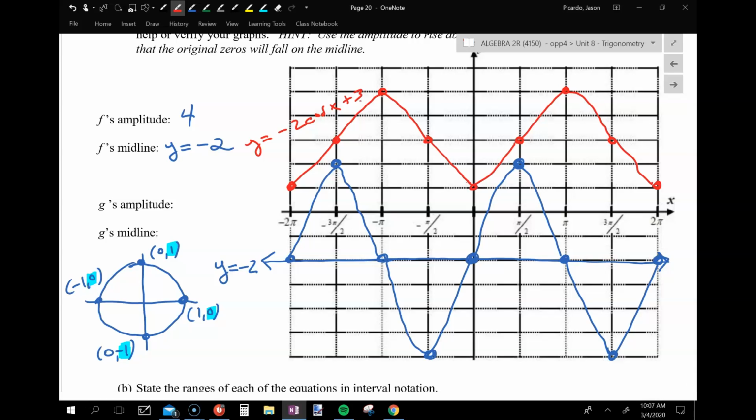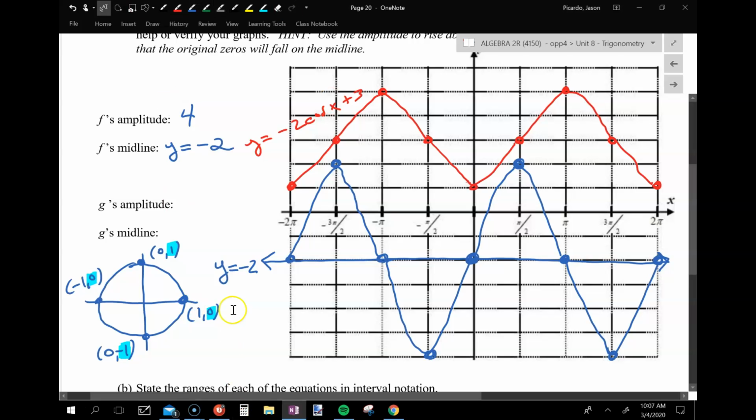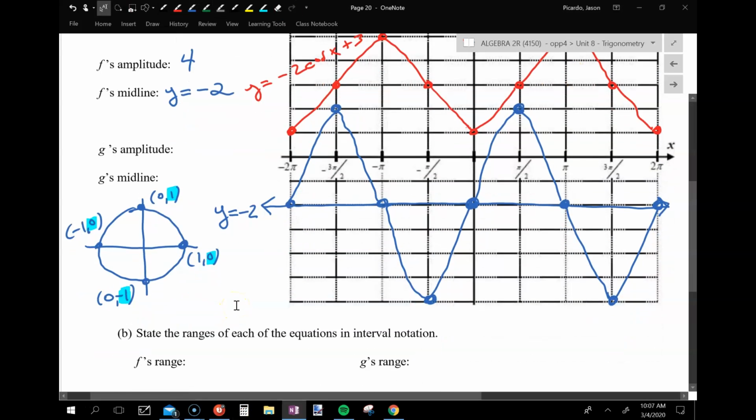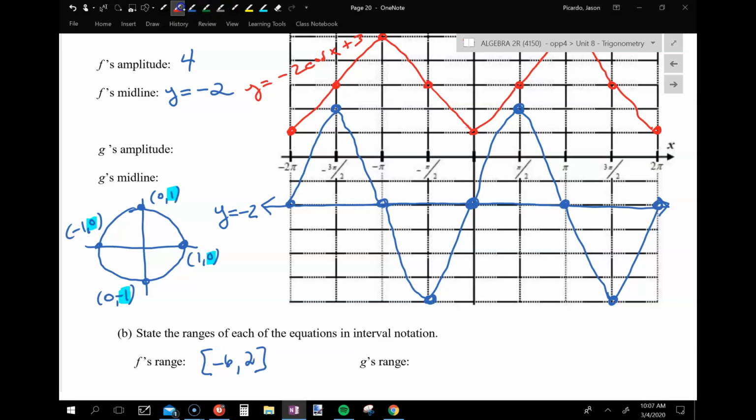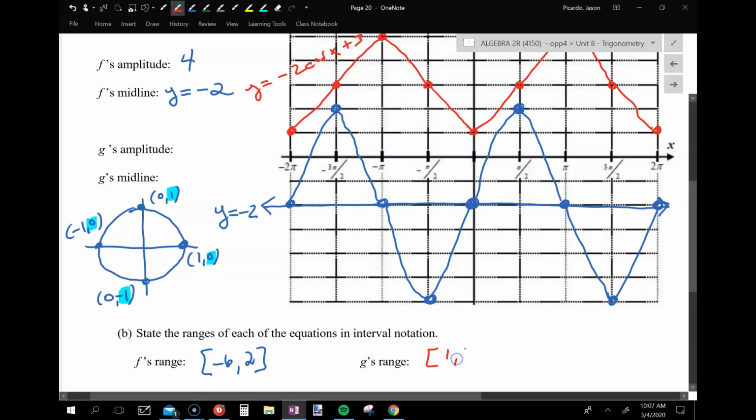So you have 3 ways that you can plot one of these. With the calculator, by doing it as a 3-step problem, or by using your midline and the range to create your graph. State the range. So the range of the blue curve was -6 to 2. And the range of the red curve is 1 to 5.